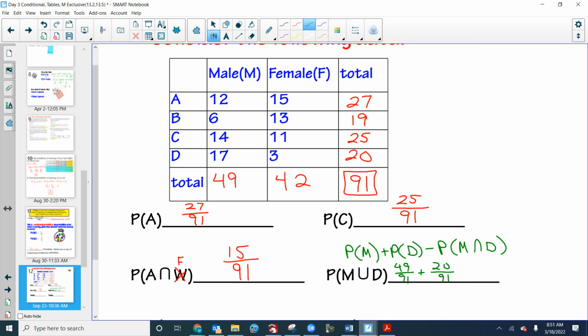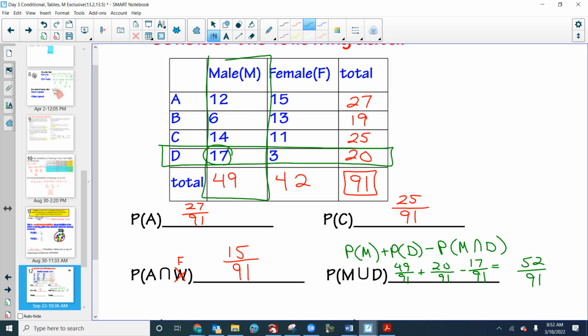Is there any males that also have D's? 17. Yeah, because here we go. Ready? We're in this column for males. We're in this row for D's. And do you agree these 17 were counted twice? Yes? Do you see the overlap? We need to take away the overlap. Minus 17 out of 91. 52 out of 91?